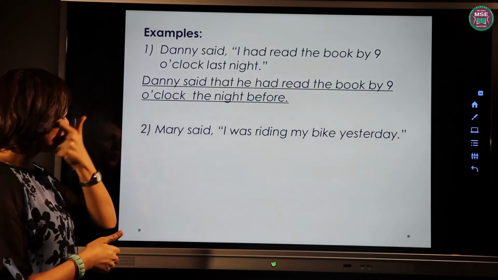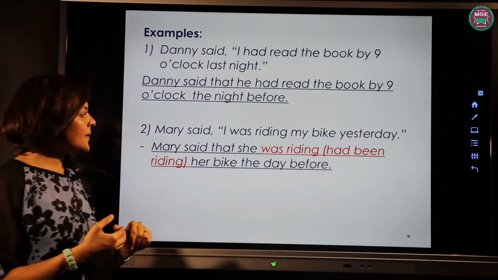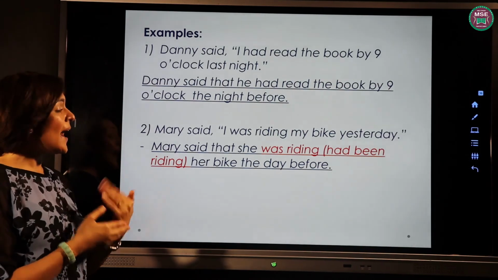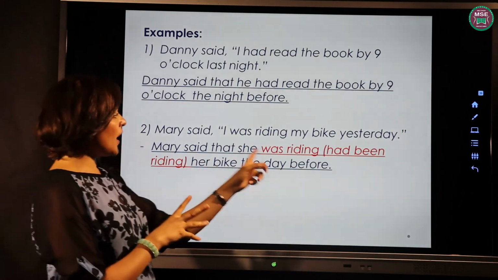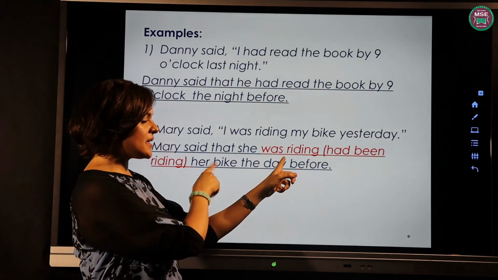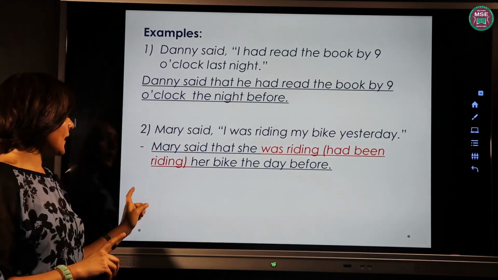Mary said, I was riding my bike yesterday. It would be, Mary said that she was riding or had been riding her bike the day before. So either the past continuous as it is is correct, or make it the past perfect continuous is correct.